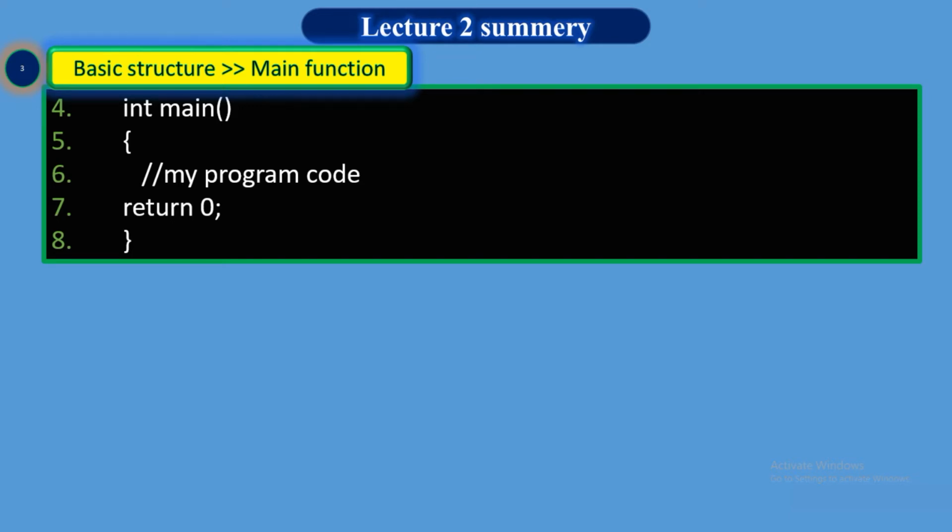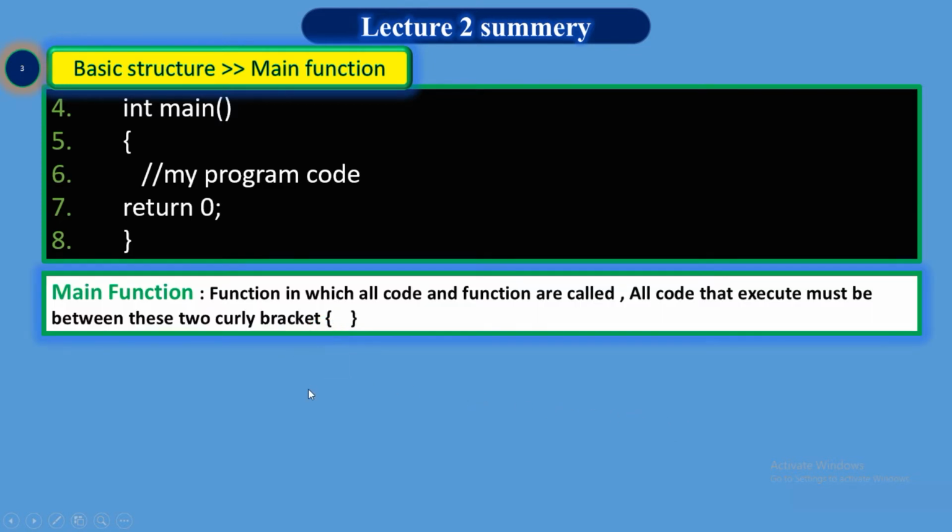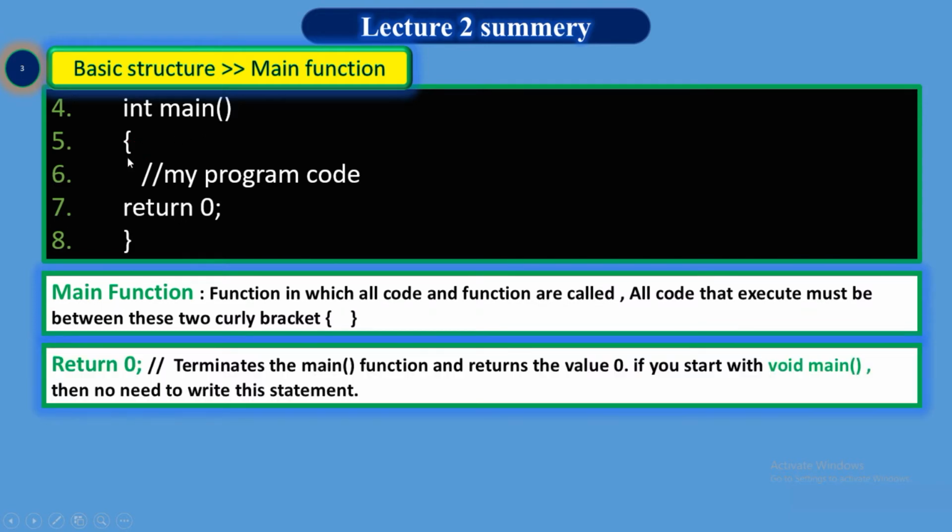Main function is where all other code is called. The main function starts with int main or with void main, then curly brackets and the other code of the program. Return 0 if we use int main, and if we use void main we need not use return 0. Main function is in which all code or functions are called.